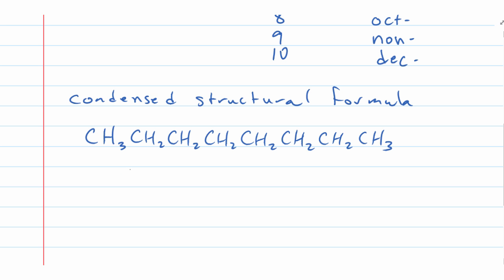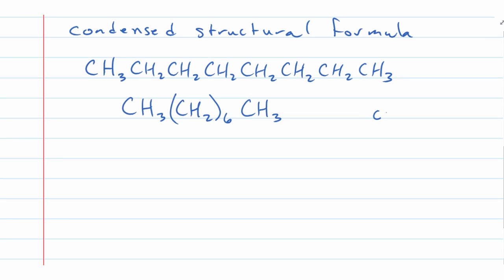So if we wanted to write this in a more condensed form still, we could write CH3, then we could take CH2. CH2 is repeated how many times in here? 6 times. So we could put the CH2 in parentheses with 6 down below, and then on the end, CH3. And so this would be a way of condensing that formula down even further. So again, this here would be octane.